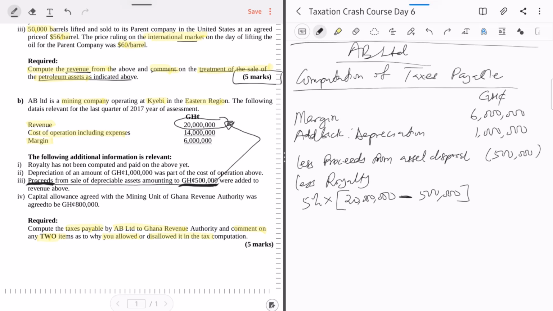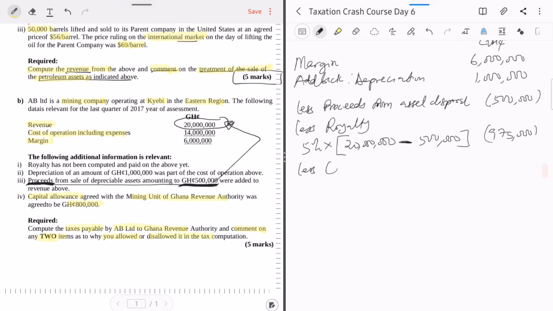So this will essentially be 5% on the difference between 20 million and 500,000. That clearly gives me 19.5 million. So 19.5 million times 5% gives me 975,000, right? So my royalty is technically 975 thousand. I need to deduct that as well. Then do you remember what the question gave me here? They said the capital allowance agreed with the GRA mining unit is 800,000. So I deduct my capital allowance as well.